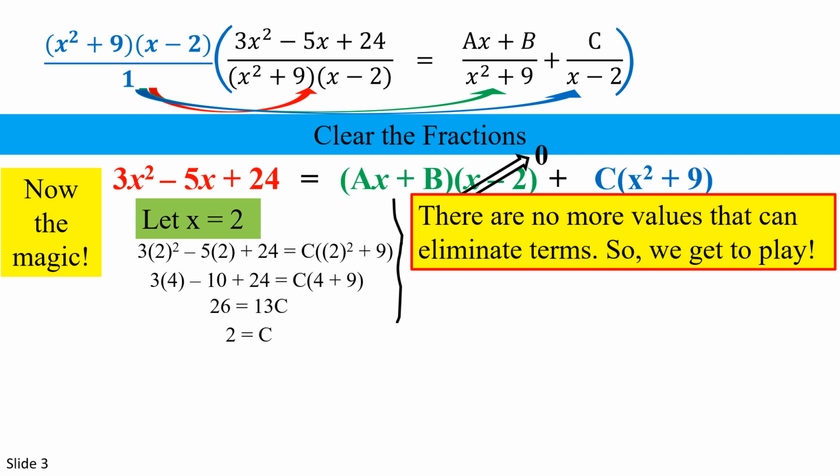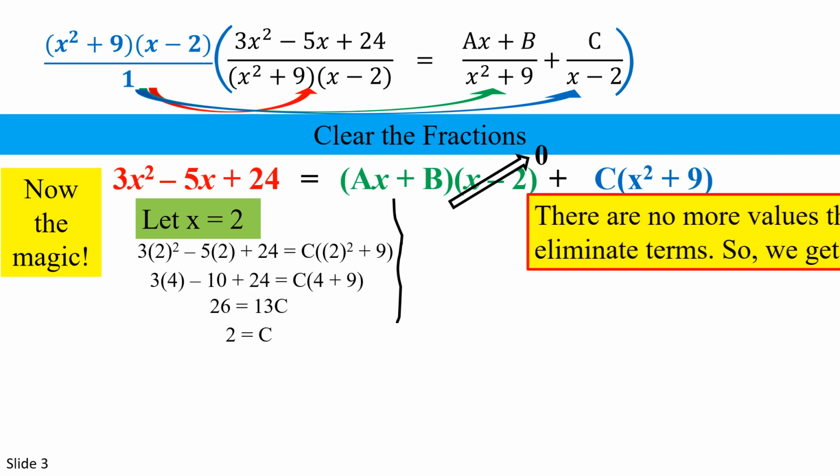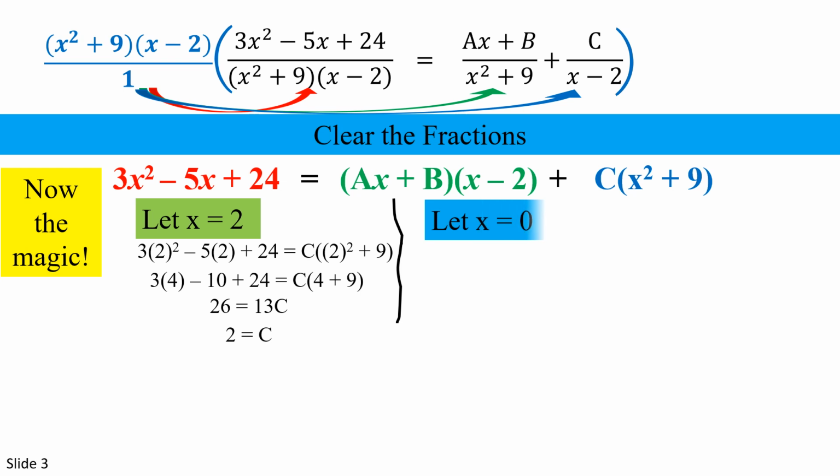There are no more values that can eliminate terms, because there's nothing I can put in for x to make x squared plus 9 turn into a 0 of real values. I could use imaginary, but I don't want to. So let's just pick a number. Pick 0 because it's easy. It eliminates a lot of things.